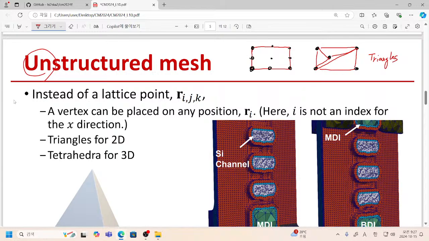So now you can understand, in this unstructured mesh, first of all, we have to specify points. These points are called vertices, and specifying vertices is not sufficient. We also have to specify the triangles, or sometimes tetrahedra for three-dimensional cases. So we must specify those basic shapes to build or to describe our simulation domain.